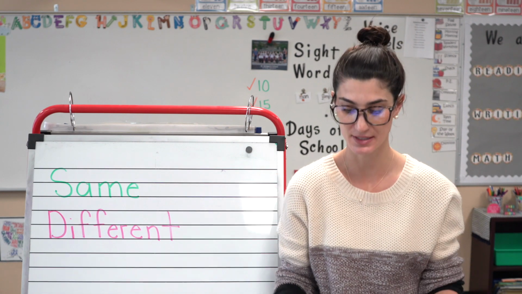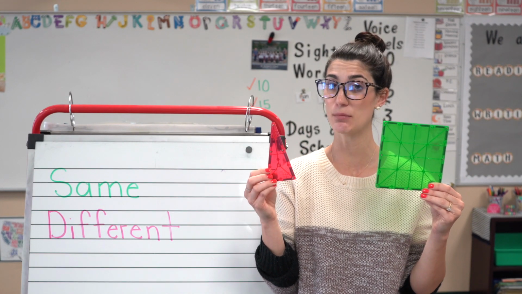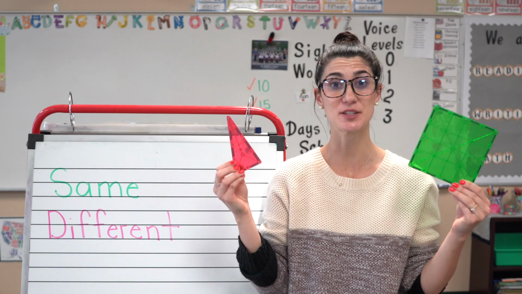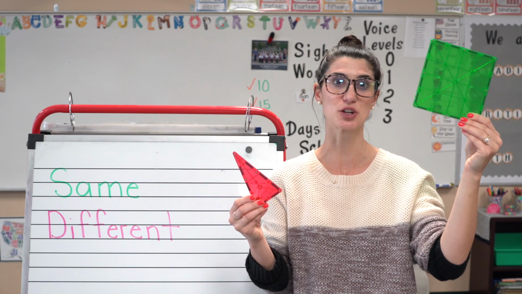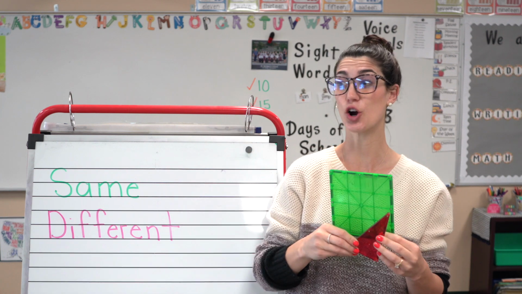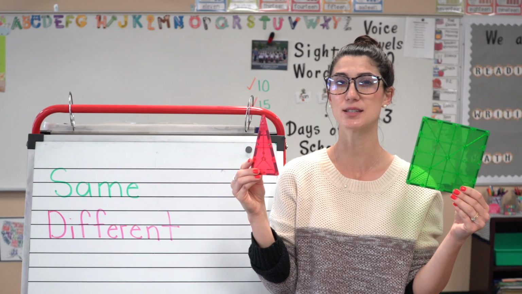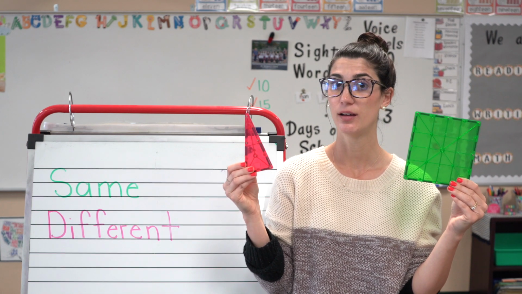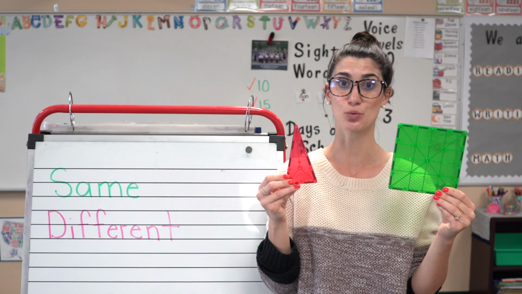Now let's look at some other shapes. Are these shapes the same or different? These shapes are different. What shape is this? A square. It's a bigger square. And what shape is this? This is a triangle. So these are different shapes. And they also have something else different about them. What else is different about these shapes? Not only what shape they are, but also what color they are. This shape is green and this shape is red.